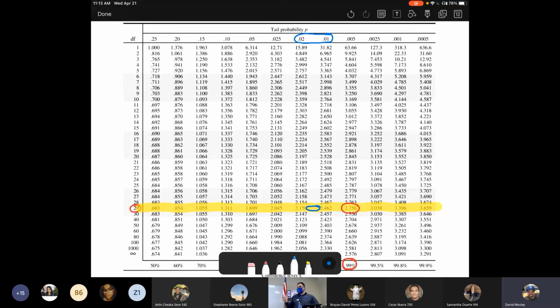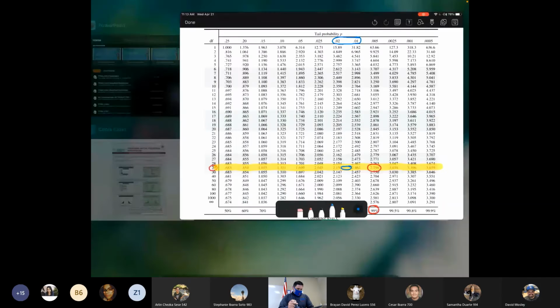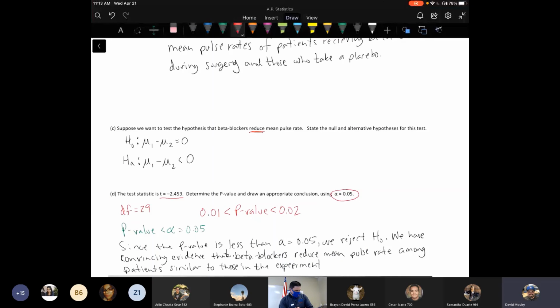We could get a more specific answer using our calculators, but we don't necessarily need to. We know that it's between these two values, which we absolutely know is going to be less than alpha, because 0.02 is less than 0.05. I'm going to switch back. So then we have that our p-value here is less than alpha equaling 0.05. Since the p-value is less than alpha equals 0.05, we reject the null hypothesis. We have convincing evidence that beta blockers reduce mean pulse rate among patients similar to those in the experiment.